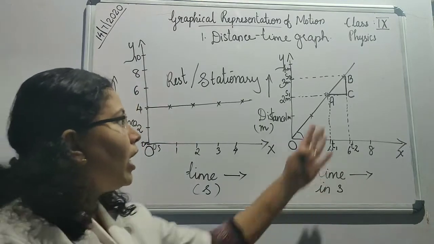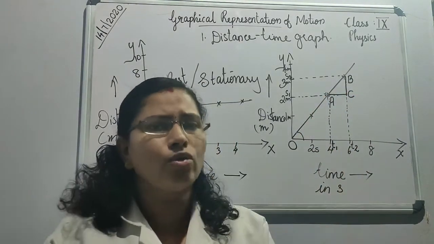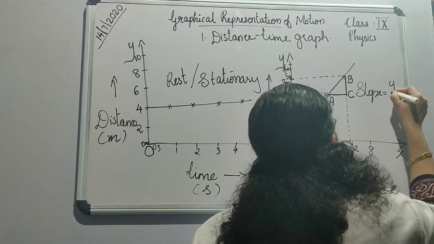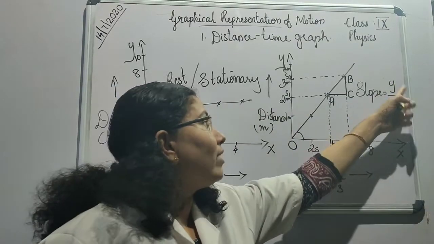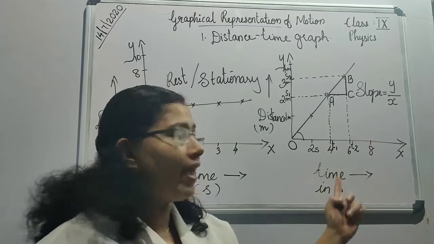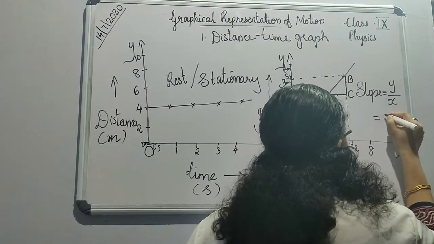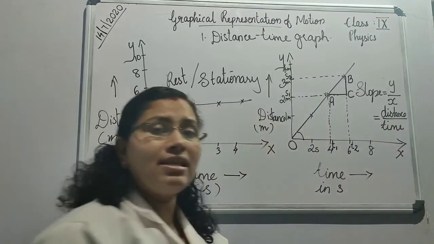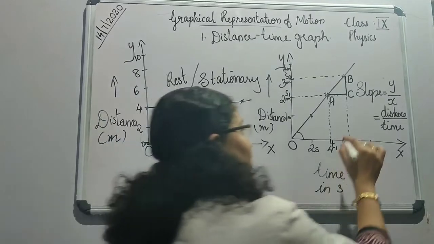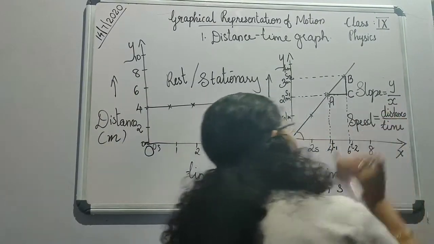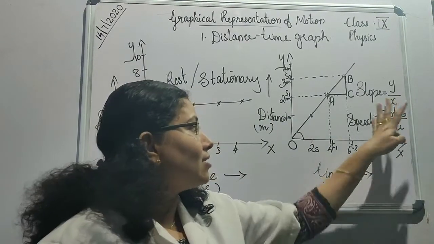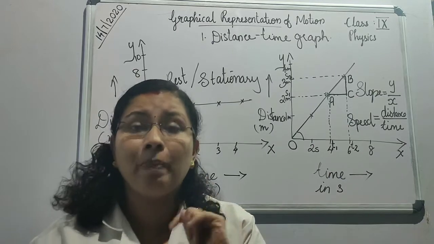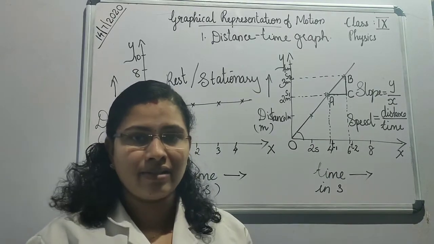So if you are calculating the slope, you have learned how to calculate the slope, and slope is equal to y divided by x. And in y-axis what we have taken? Distance. And in the x-axis what we have taken? Time. That is, we will be getting distance divided by time. Is it? Distance divided by time. What is that? Yes, we have learned. That means we can calculate the speed of an object from this graph. Okay, distance by time. If you are taking the slope of this graph, you will be getting the speed of an object, okay, at a particular distance. Okay.